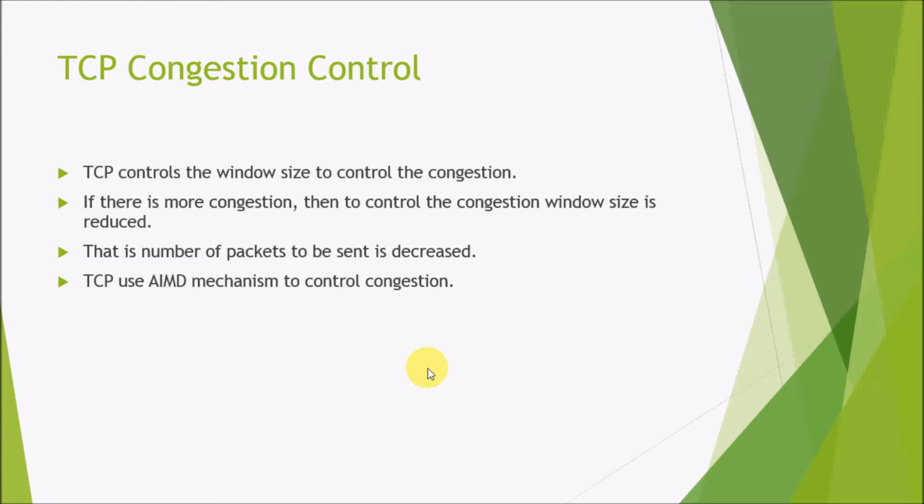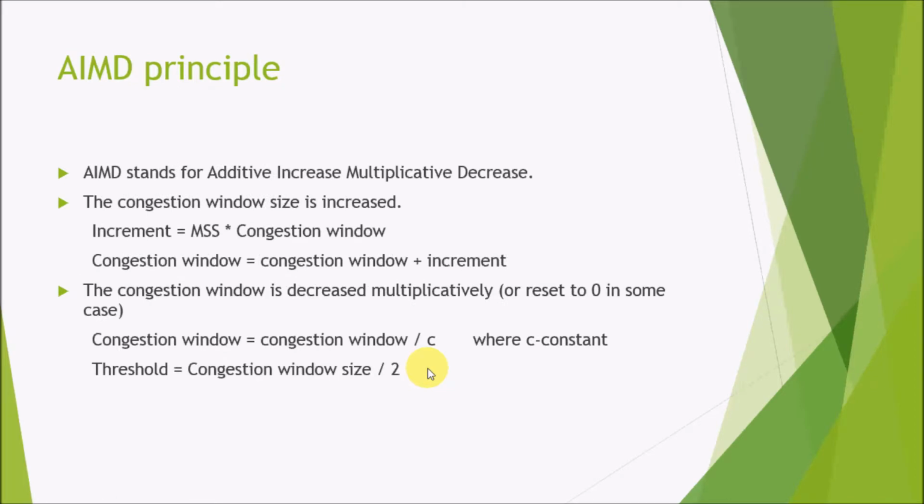TCP controls congestion by adjusting the window size. If there is more congestion, then it decreases the window size in order to reduce the packets to be sent, and hence the congestion is controlled, or the load on the network is decreased. So TCP uses the AIMD mechanism to control congestion. So now we will see what the AIMD mechanism is. AIMD stands for additive increase multiplicative decrease.